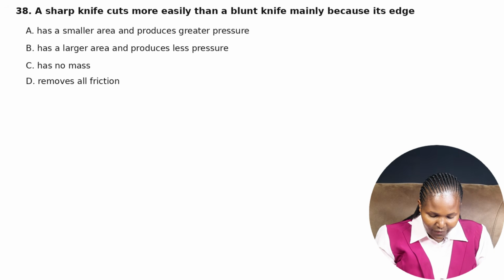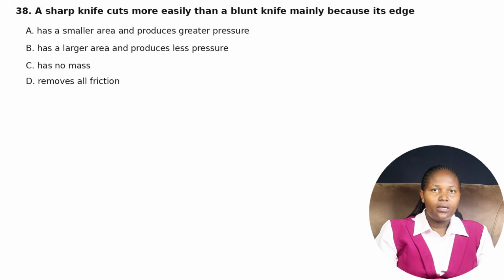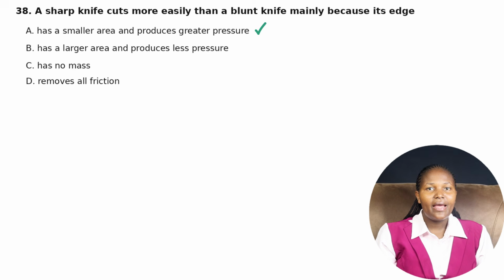A sharp knife cuts more easily than a blunt knife, mainly because its edge: A, has a smaller area and produces greater pressure; B, has a larger area and produces less pressure; C, has no mass; D, removes all friction. So for question 38, the correct option is A. A sharp knife has a smaller contact area and therefore produces greater pressure for the same applied force.